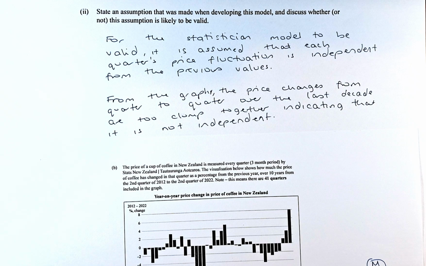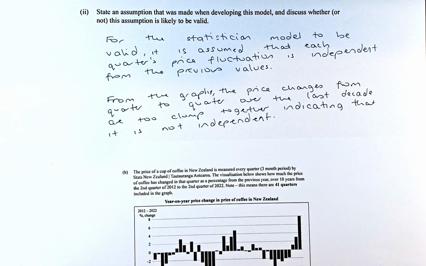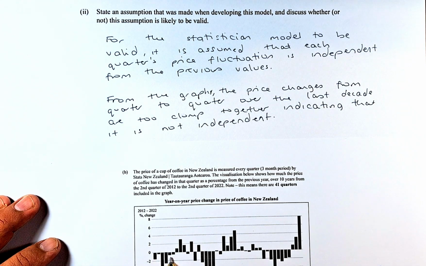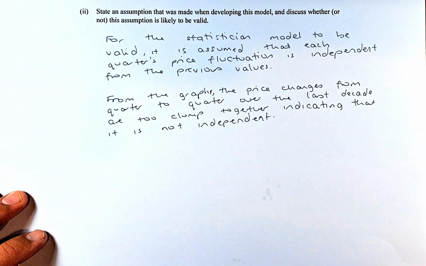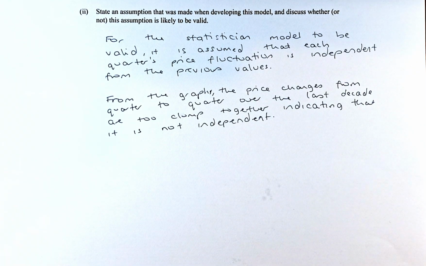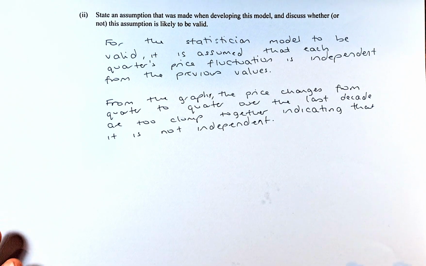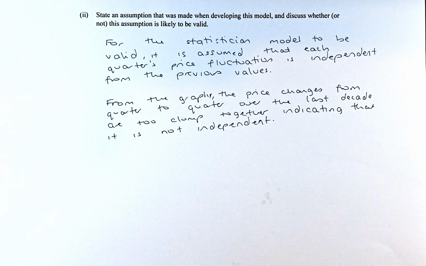From this graph, the price changes from quarter to quarter over the last decade are clumped together. You can see it's all going down, then all going up, then all going down, then all going up, indicating that this is not independent. The quarterly up and down is based mostly on whether the previous quarter was up or down. That's why we argue that this model is not valid, because it is not independent. Hopefully you got what I mean.